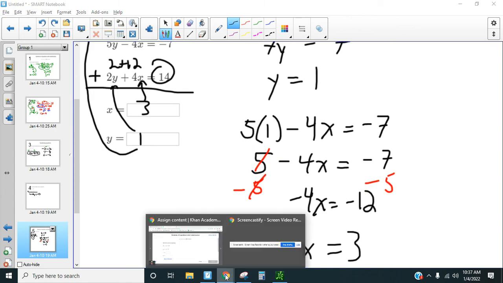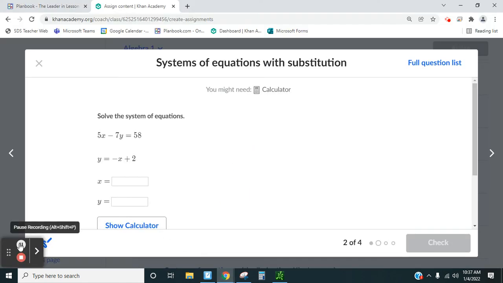Okay, I'm going to assign these. We'll start working on them tomorrow at the beginning of class. But it would be wise of you, if you want to save some time, maybe do it at home. There's a word for that. What's it called? Homework. Welcome.